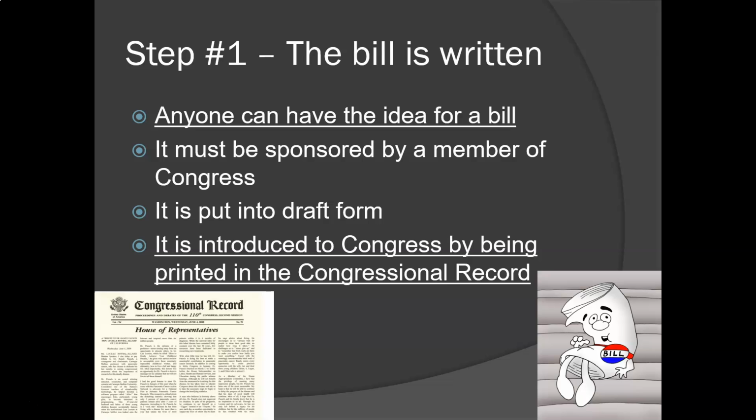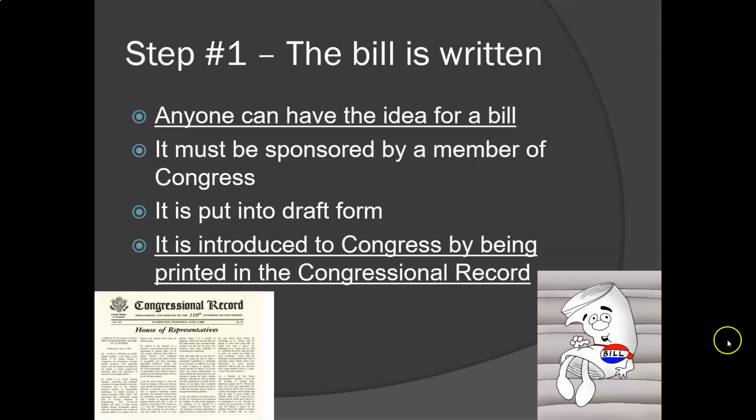So essentially, we are giving a step-by-step process of how our bill becomes a law. The congressional record is basically just a kind of printed document that shows all of the current proceedings of Congress for that day. It's kind of like daily proceedings.